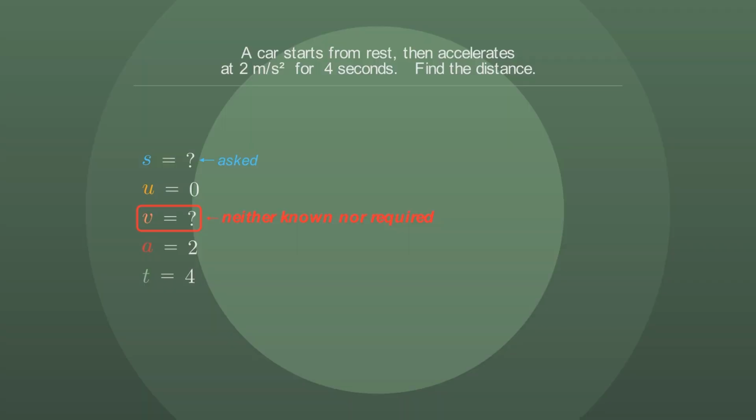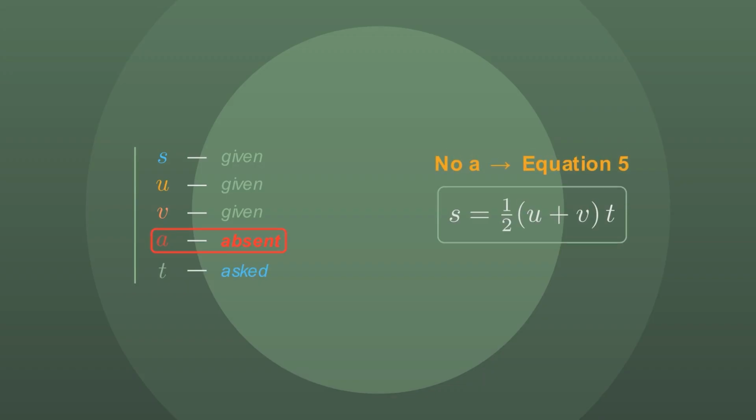So you don't pick a SUVAT equation just by what you feel is right. You pick it by looking at which variable is missing and choosing an equation that doesn't contain it. So if the question gives you U, A, and T, but asks for S, the absent variable is V, so we're going to use equation 2. And if the question gives you U, V, S, and asks for T, then the absent variable is A. So that's the entire skill. You need to identify the absent variable, pick the equation that ignores it, and then plug in and solve.